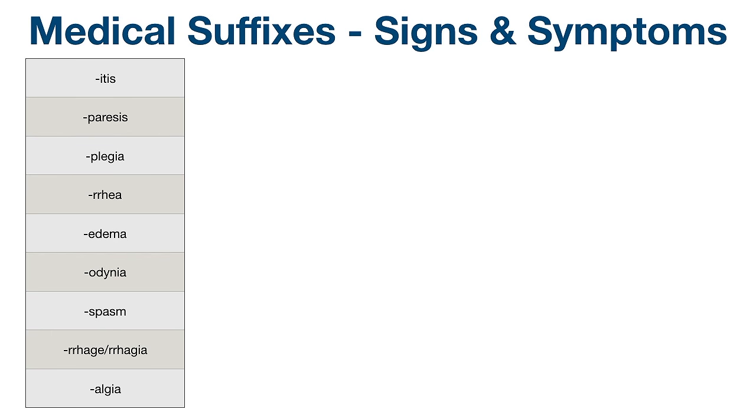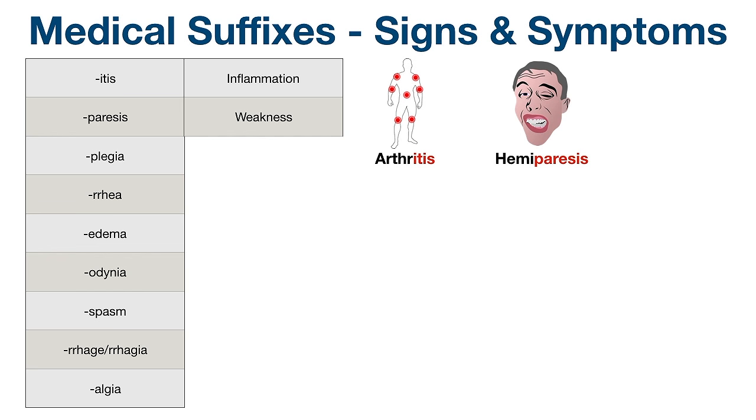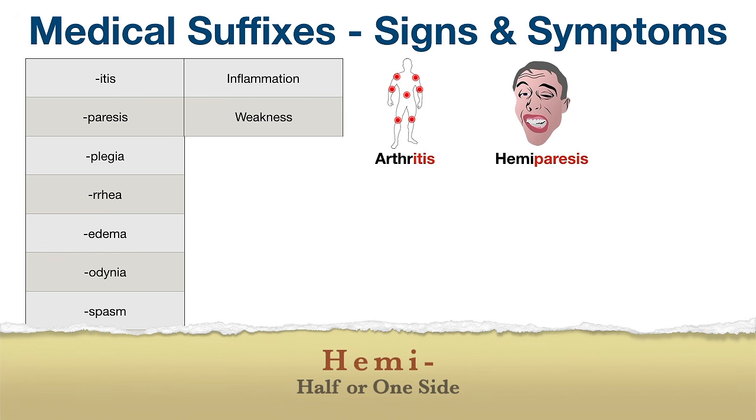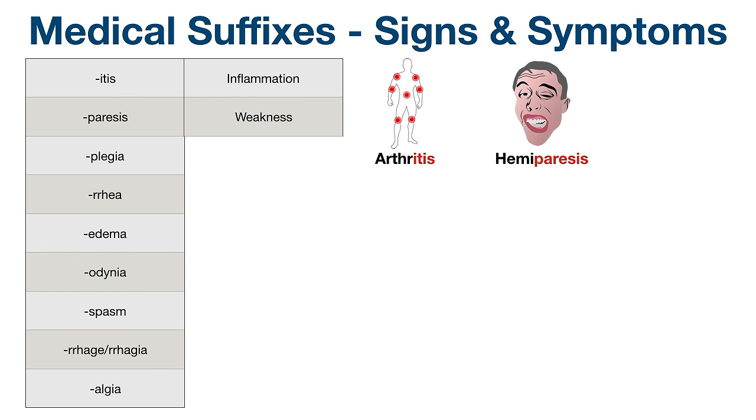Let's continue with common suffixes that have to do with signs and symptoms. First, we have itis, which means inflammation. We've seen a few examples of itis in the past few videos, but a common one is arthritis. Again, we know arthro refers to joint, so arthritis is inflammation of the joints. Next, we have paresis, which means weakness. Hemiparesis is weakness to one side of the body, and this makes sense because we learned in the prefix video that hemi means one half. And this is a good example of a medical term that uses a prefix followed by a suffix.